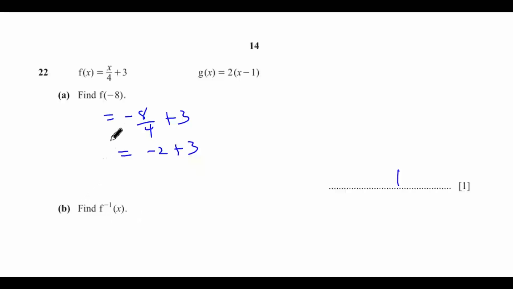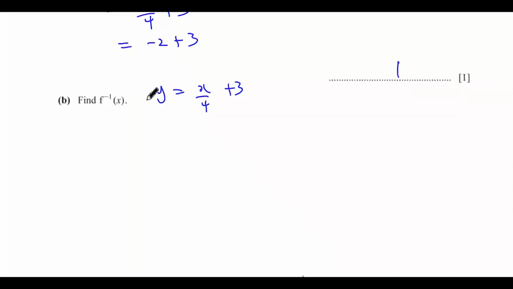So let f of x be equal to y. That means we have y equals x over 4 plus 3. Then let's make x the subject of the formula. To do that, you have to linearize. How do you linearize? Multiply each term by 4, the LCM of the denominator. So 4 times y equals 4 times x over 4 plus 3 times 4.